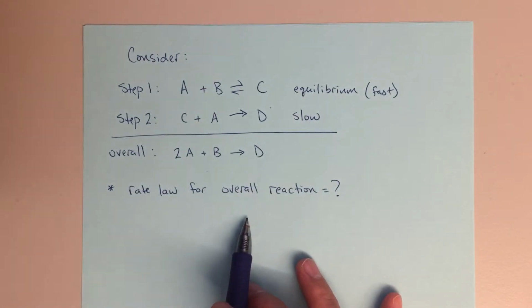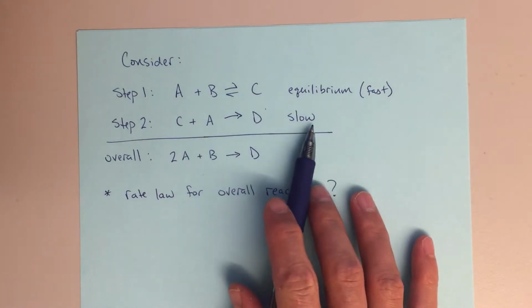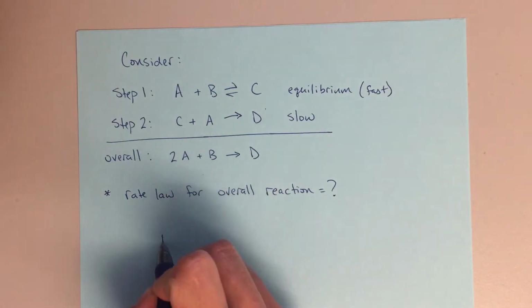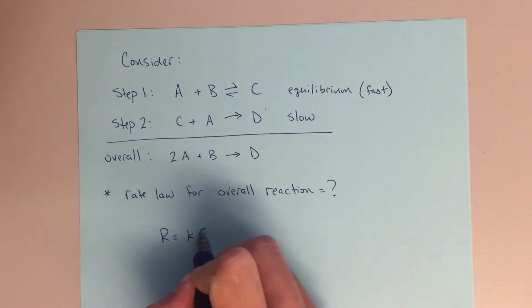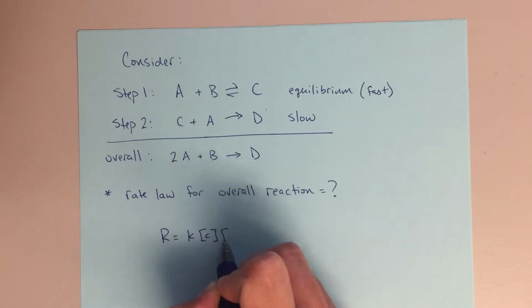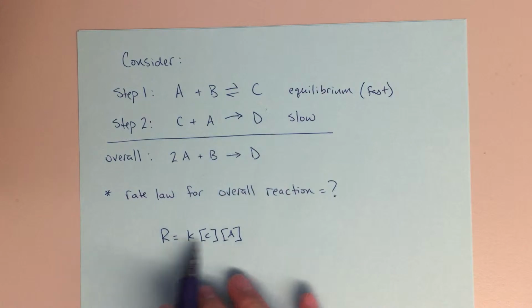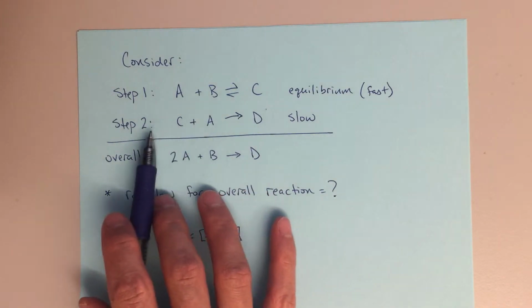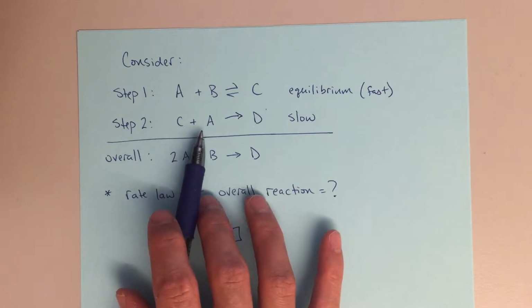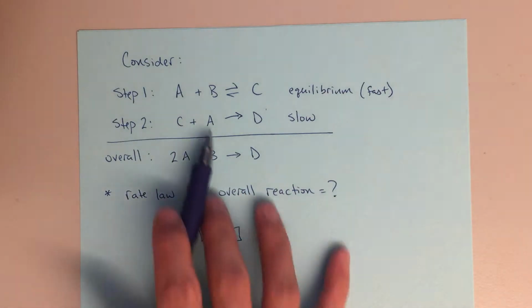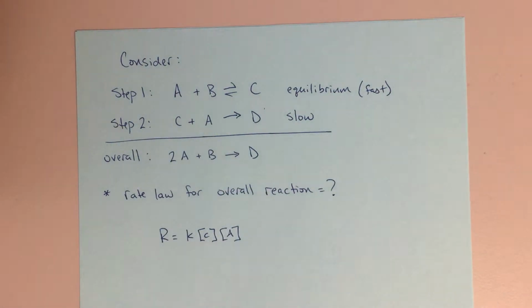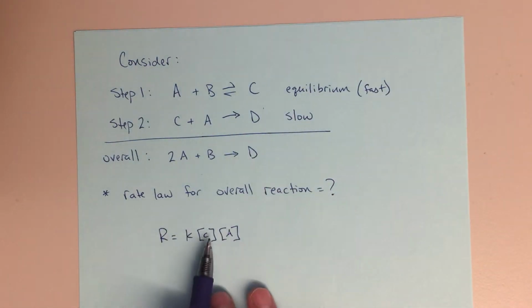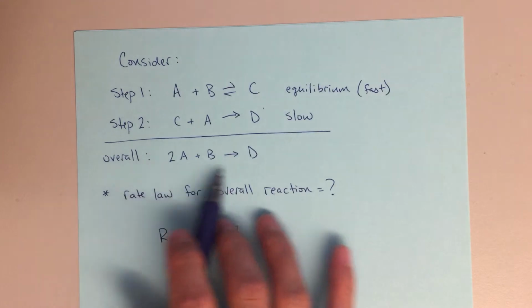Now, we're told that step 2 is a slow step. So if step 2 is the slow step, then we might say the rate is going to equal k times the concentration of C times the concentration of A. I know this is the rate law because this is an elementary reaction. These are single-step reactions, so I can write my rate law directly from the actual chemical equation. And since this is my slow step, this is the rate law that really governs the overall reaction.